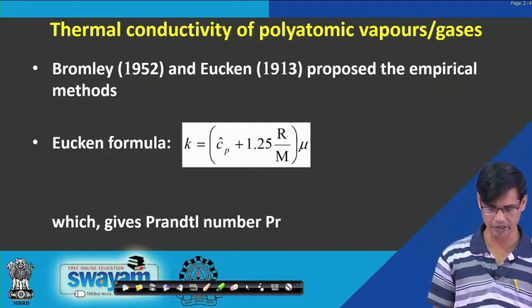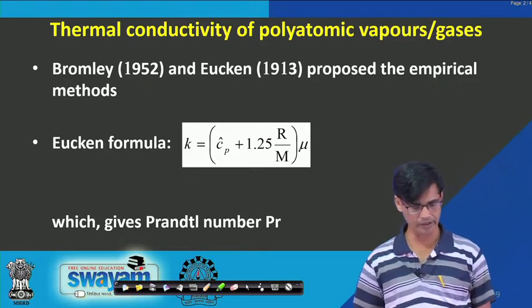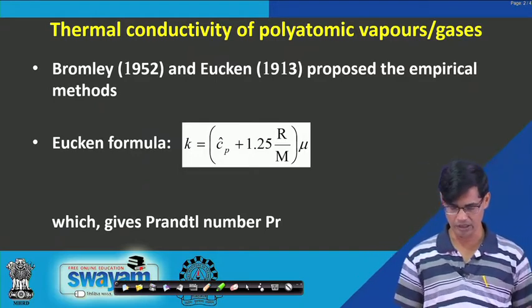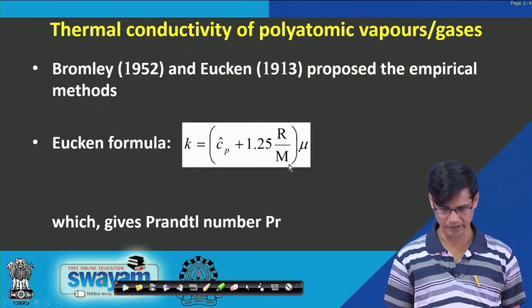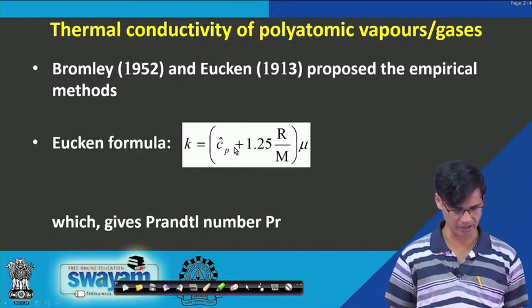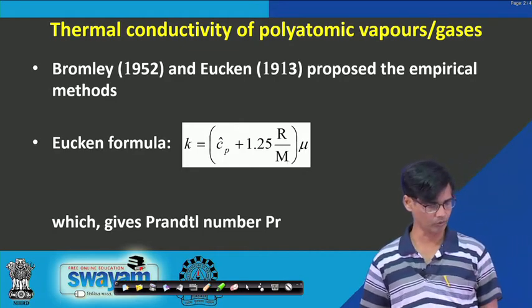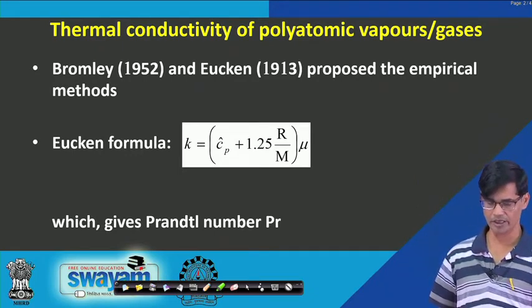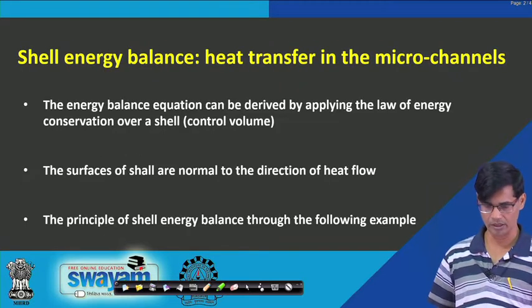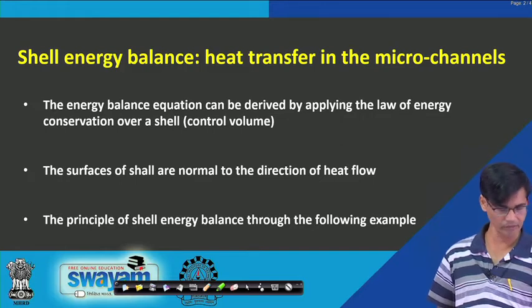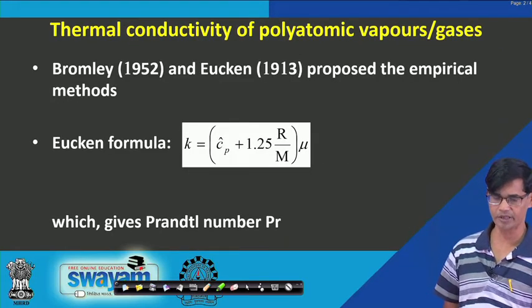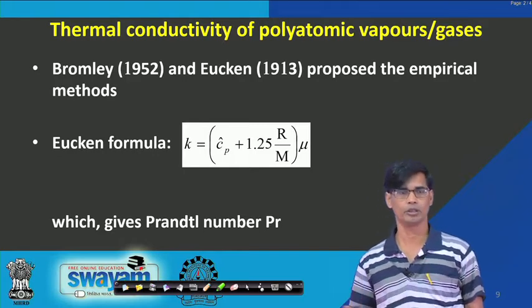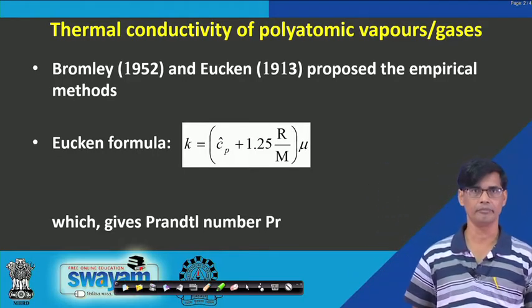Here we have the Eucken formula, in which thermal conductivity depends on R by M and specific heat capacity, and from which we can also calculate the Prandtl number. Prandtl number is one of the thermal properties that we use for calculating the heat transfer coefficient. So, these are all about the thermal conductivity for your solid, liquid and vapor medium.